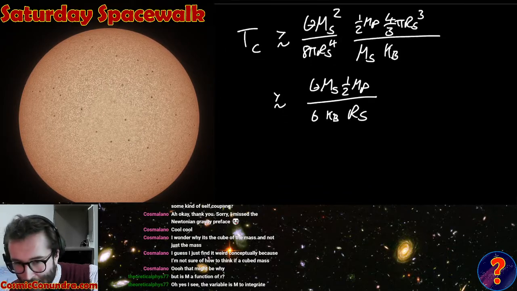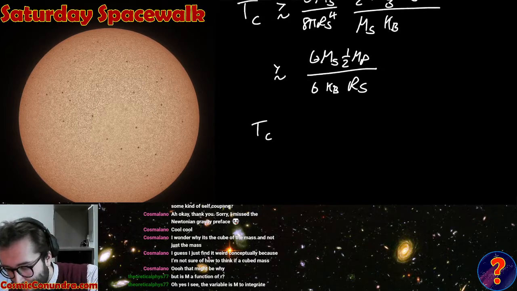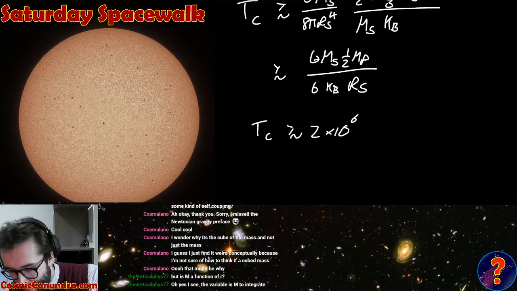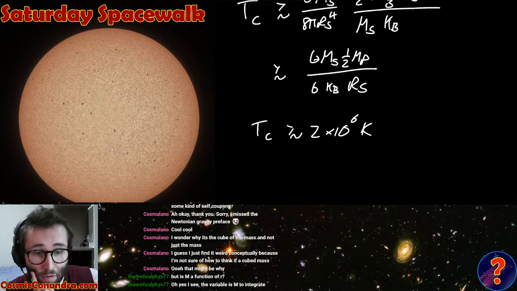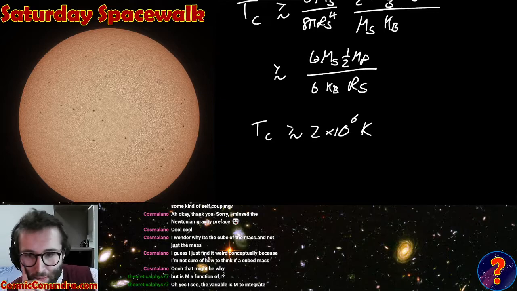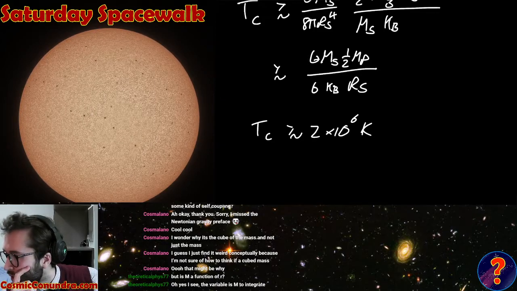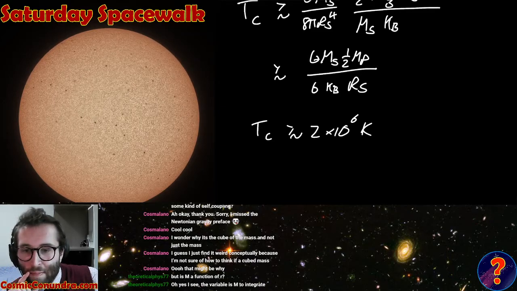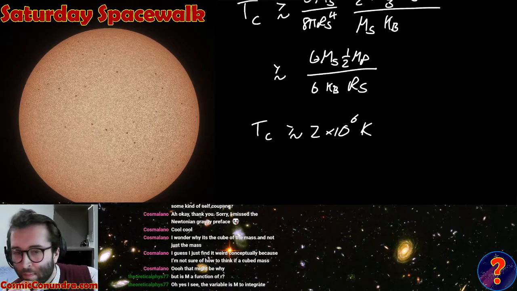And if you plug all that in, which I won't do right now because it's quite long, it gives us the core temperature as a lower bound of roughly 2 million Kelvin. And I think the more sophisticated estimates are around 15 million Kelvin. So we've got this within an order of magnitude, which for a very basic back of the envelope calculation is not too bad. Okay, it's not perfect. But that's a rough estimate for the core temperature.